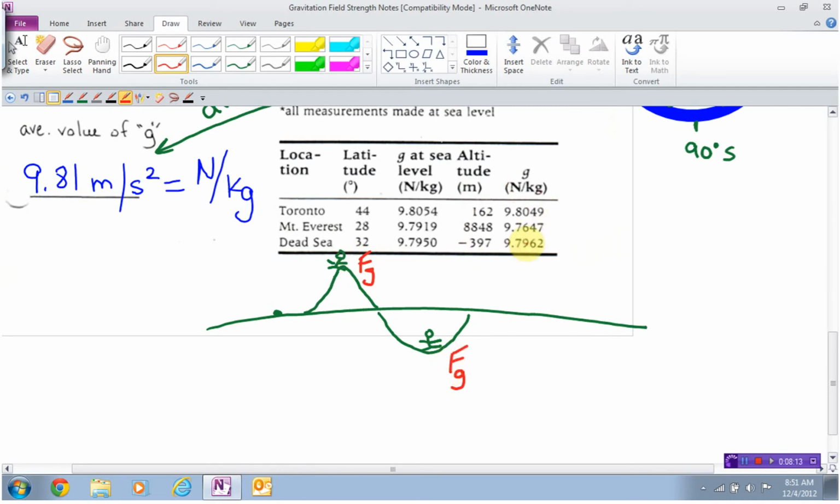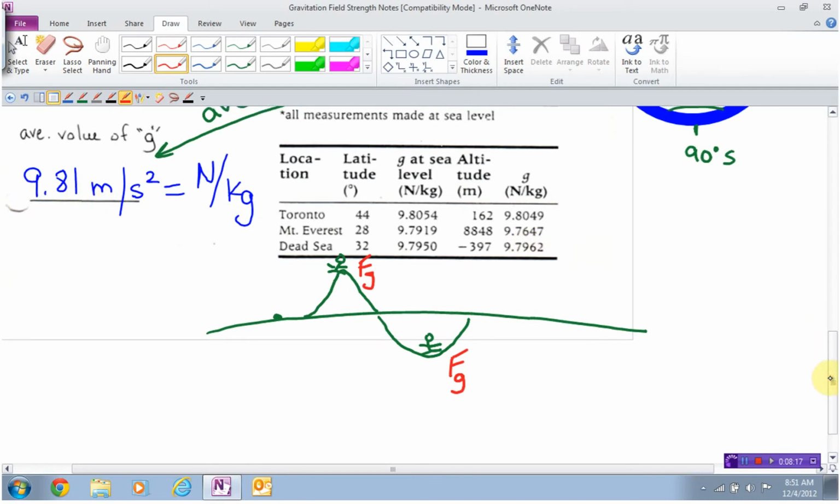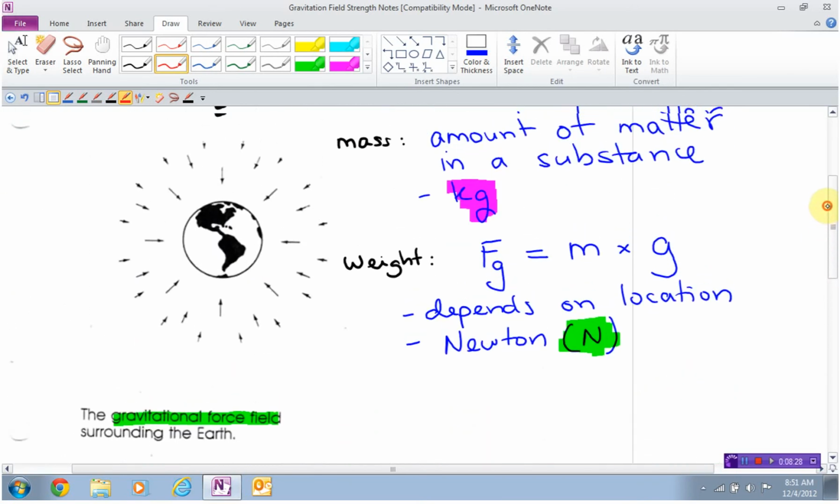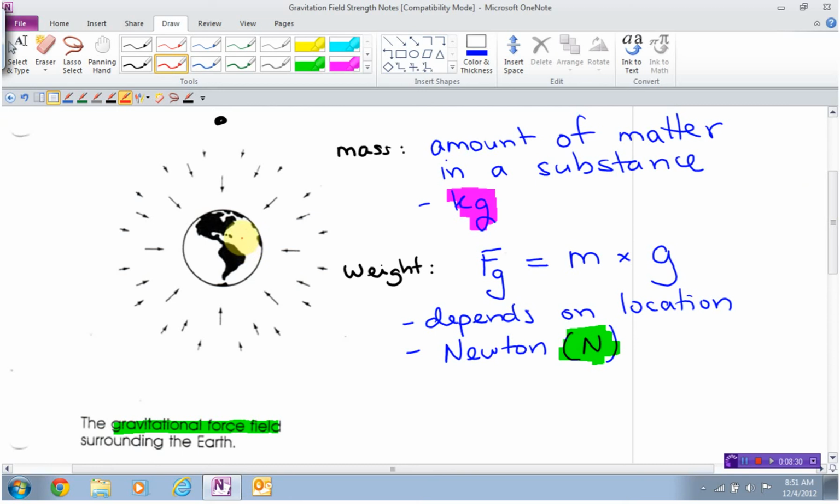But for our purposes, 9.81 will be the acceleration of gravity or the gravitational field strength of the Earth. And it measures how strongly objects are pulled toward the Earth. And the gravitational field is how the force between the Earth and some object interacts, allowing objects to fall down towards the Earth.